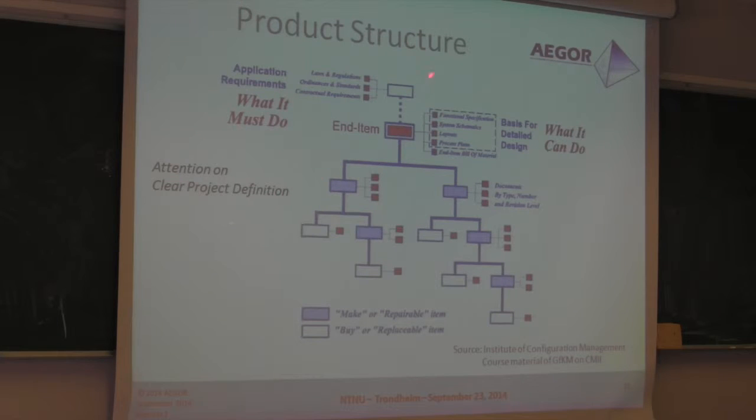And what they do is put all requirements coming from the client, but also from laws and regulations, etc. Everything coming from outside. They call it the application requirements. That's their choice of words. And this is telling what the product must do. And on this question, what the product must do, the supplier or the vendor comes with an answer of what the product can do.